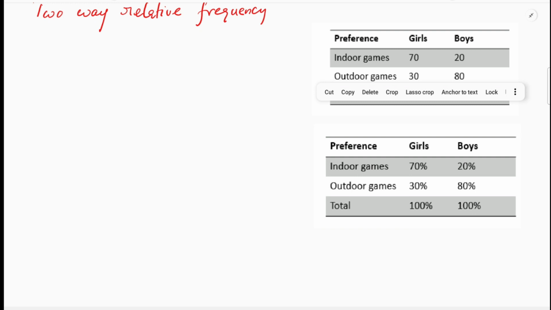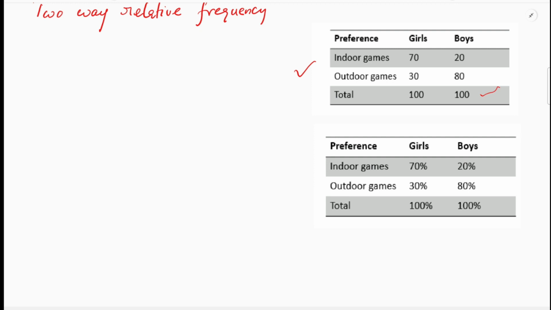Let us consider the two-way table of preference of boys and girls with regard to indoor and outdoor games. 70 girls prefer indoor and 30 girls prefer outdoor, and 20 boys prefer indoor games and 80 boys prefer outdoor games. Let the total be 100, because it is easy for the explanation.